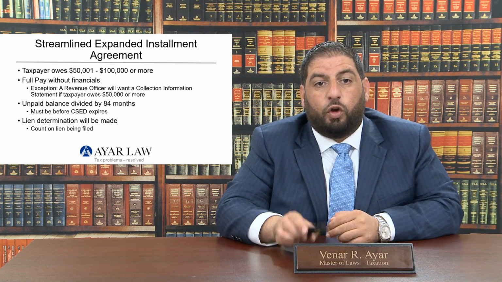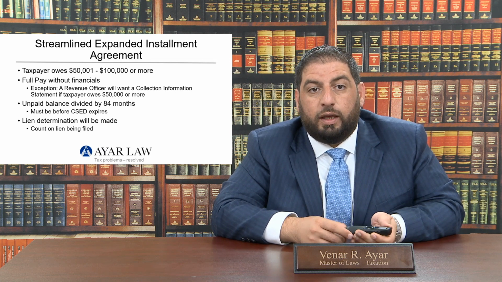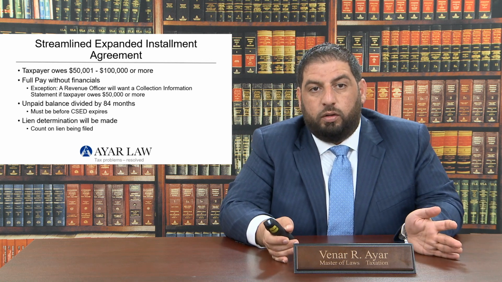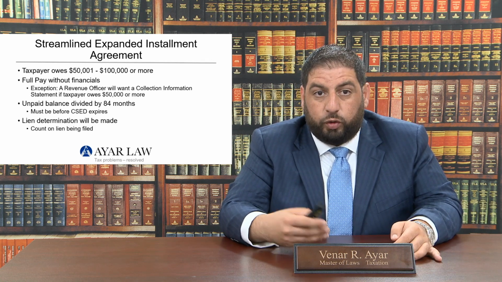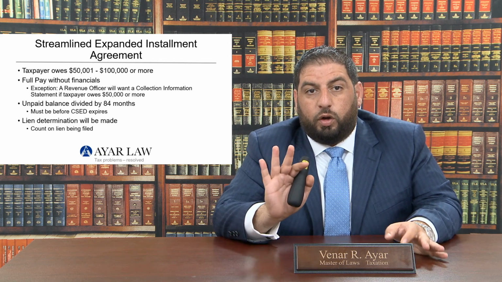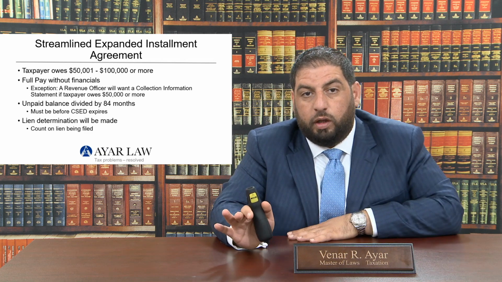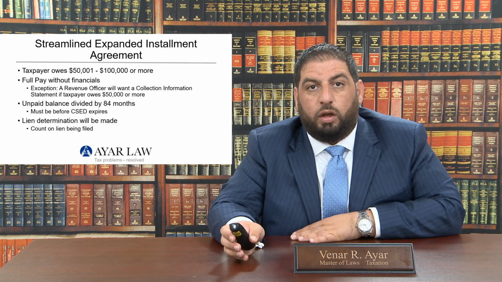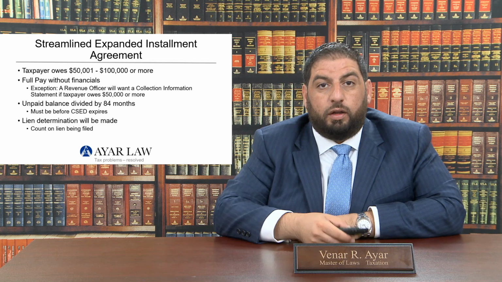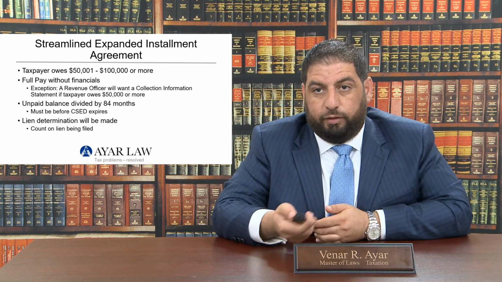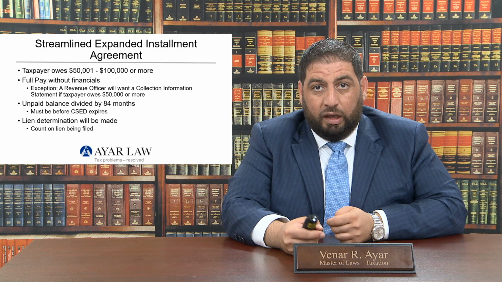Now, one exception is a revenue officer, if you're dealing with one, can require a collection information statement if you are in this expanded guidelines. They have a right to require it, but if you're dealing with automated collections, they will not. The other difference between a regular streamline and an expanded streamline is that with the expanded streamline, a lien determination will be made. That usually means they will file a lien. They might determine not to file a lien, but in all my experience, they filed a lien every time I've done one of these payment plans, unless I negotiated around that ahead of time.